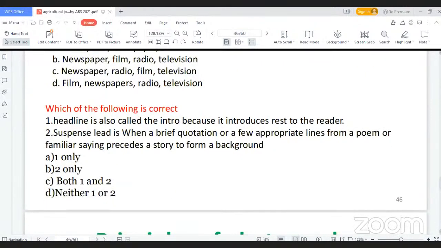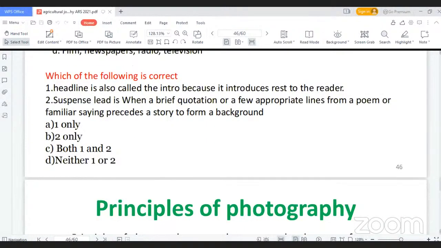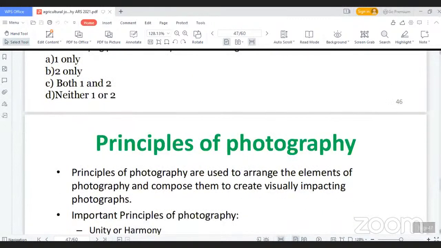Which of the following is correct? Headline is also called the intro because it introduces the rest to the reader. Not headline, that is called a lead. Lead, that is called intro. Suspense lead is when a brief quotation of a few words, no, that is called a quotation lead.